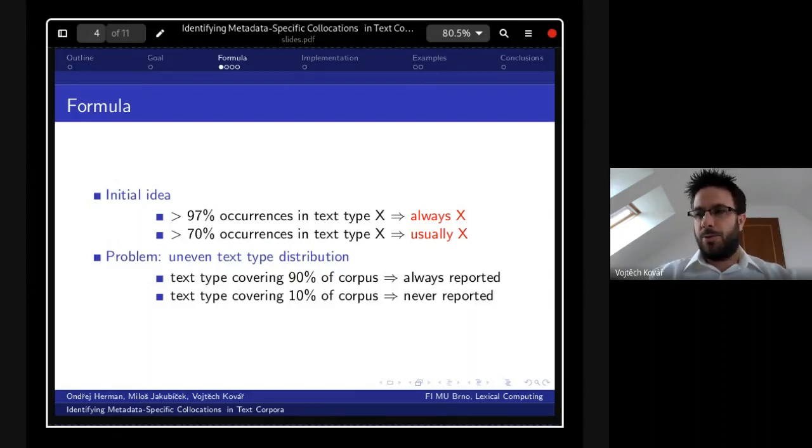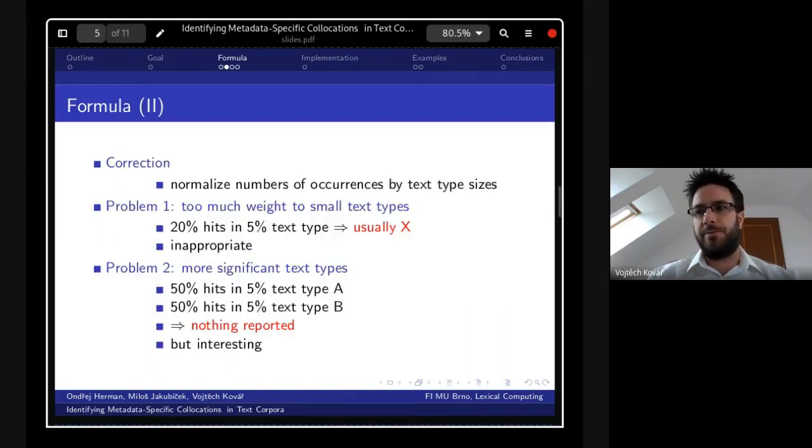Of course, there is one significant problem, that the text types in the corpus are rarely evenly distributed. For a text type covering most of the corpus, like written text type in BNC, it will always be reported, whereas a small text type, for example covering 10% of the corpus, would almost never be reported. So this is very undesirable. This leads to the first straightforward correction that we investigated, and that is normalizing the numbers of occurrences by text type sizes, which means not working with absolute frequencies, but with relative frequencies, and comparing relative frequencies across the text types.